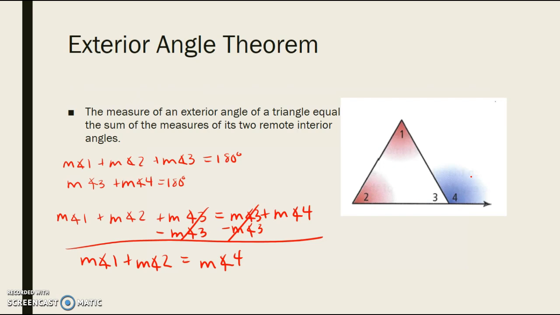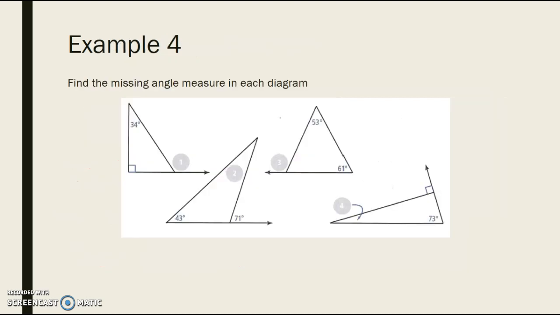So angle 1 and angle 2 are our remote interior angles. They are not adjacent to our angle 4. And our measure of angle 4 is our exterior angle. So the exterior angle is equal to the sum of the two remote interior angles. And that's how they figured it out when they figured out the theorem. So find the missing angle measure in each diagram.